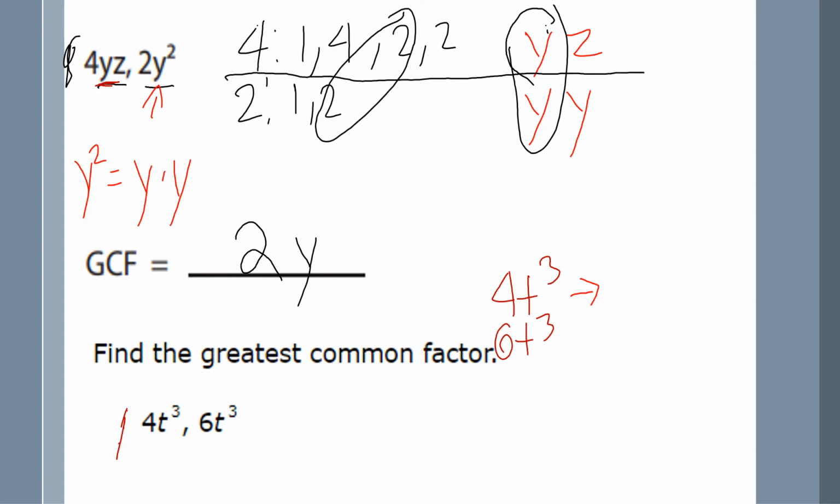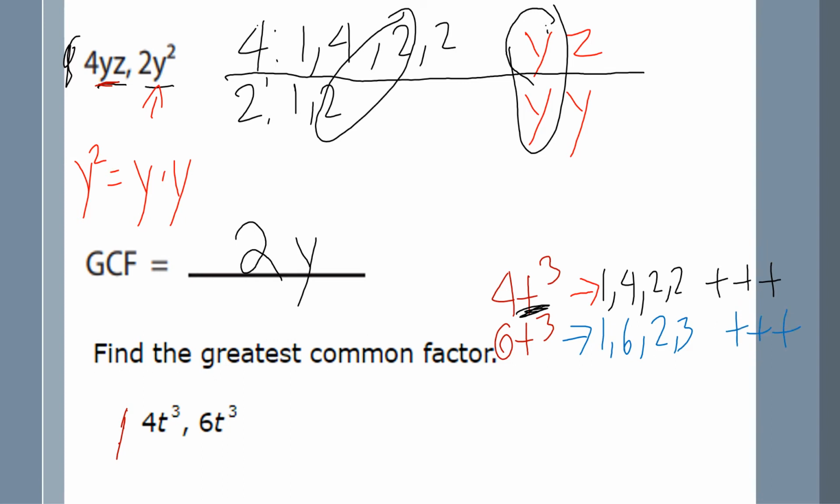Okay, let's list all our factors of 4. So we know 1 times 4 and 2 times 2 are factors of 4. And I got 3 t's right here. So do your t's like this: 1, 2, and 3. So let's move on to the 6t cubed. So 6 has factors of 1 and 6 and 2 times 3. And it has 3 t's.